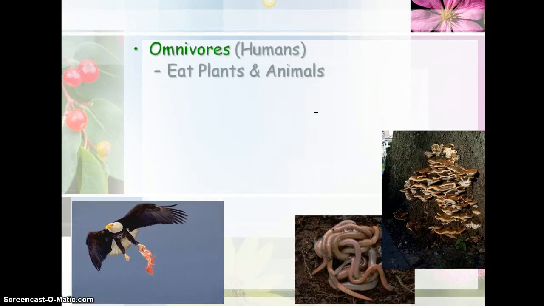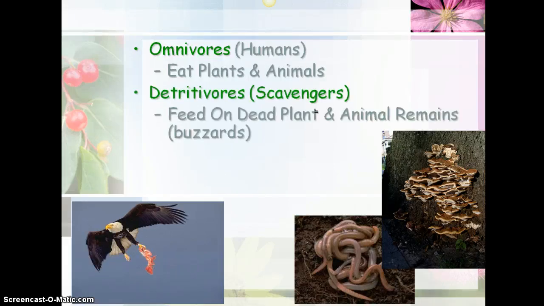So here, omnivores, an example is humans, eat plants and animals. Detritivores are scavengers, and they feed on dead plant and animal remains. An example would be buzzards. And decomposers are fungus and bacteria. I think that we had all the other ones listed. Carnivores eat meat, herbivores eat plants. So you should have all of those listed in your notes packet.